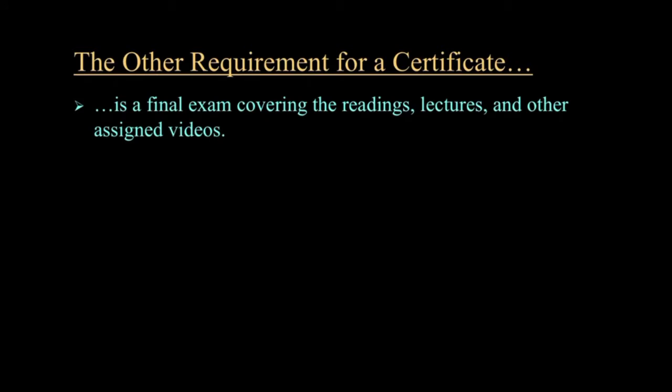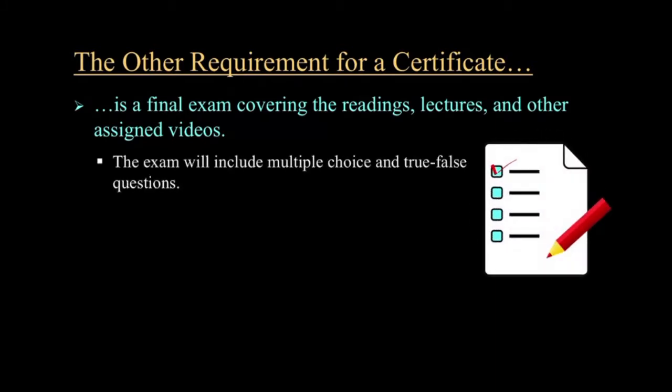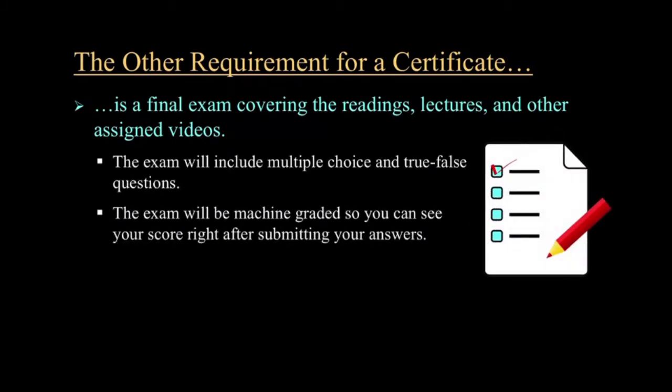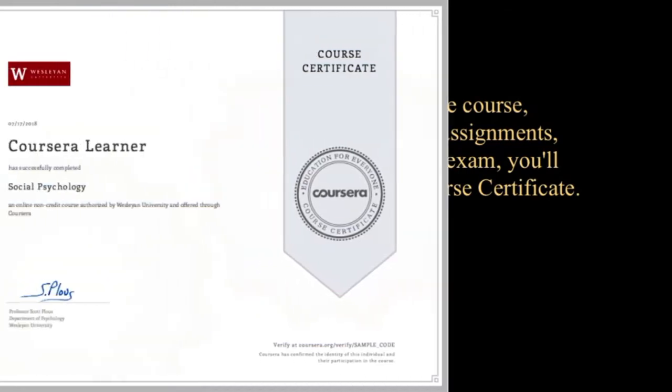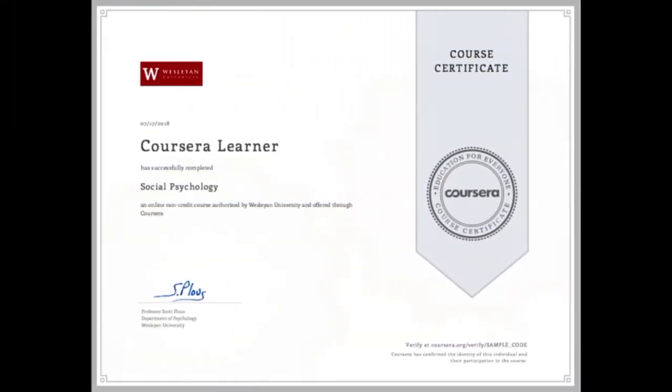The other part of the course that's required for learners who want a certificate is the final exam, which will cover the readings, lectures, and other assigned videos. The exam will include multiple choice and true-false questions and be machine graded so that you can see your score right after submitting your answers. If you purchase the course, complete all 5 assignments, and pass the final exam, you'll earn a signed course certificate. And if you complete some additional work that I'll mention later in the course, you'll receive a certificate with honors.